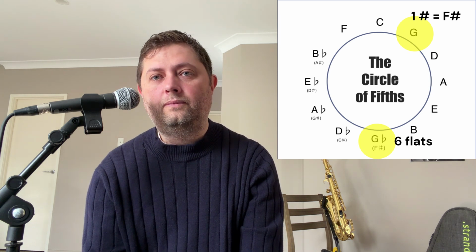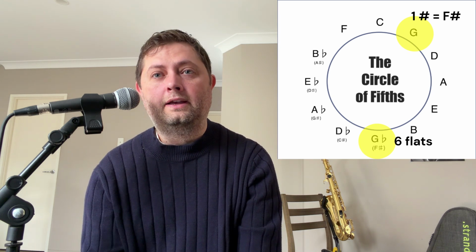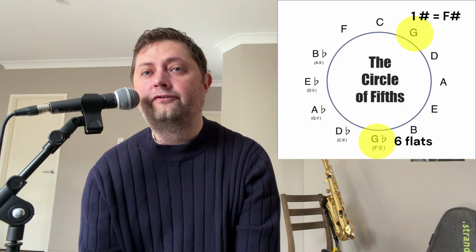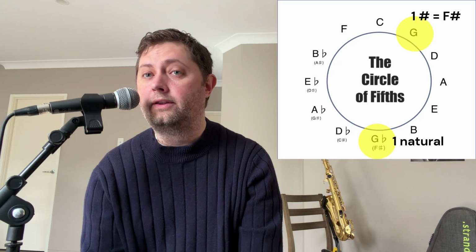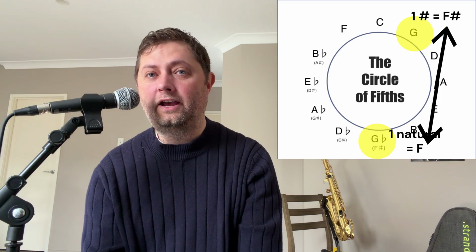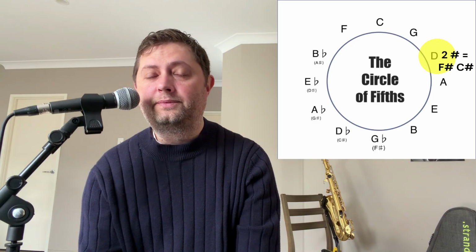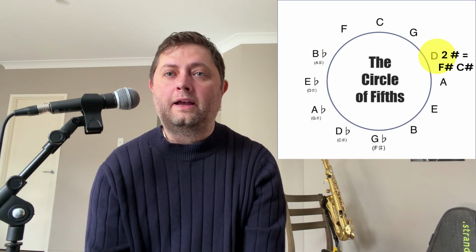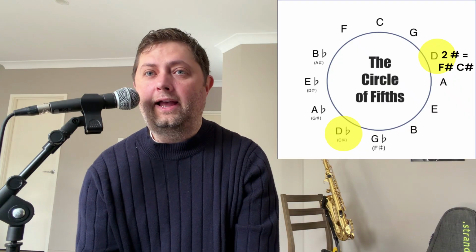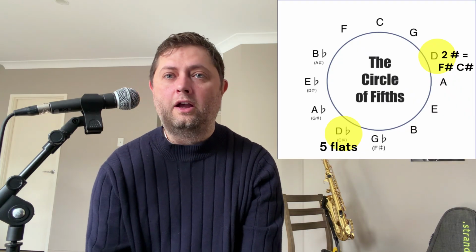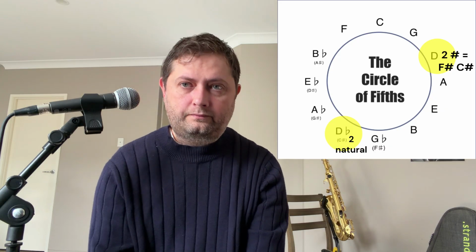Or I can think of this little reverse trick. G has 1 sharp, which is F. Therefore, G flat has 1 natural note. What do you think the natural note is? It's the F. Let's do it again. D. D has 2 sharps, F and C. D flat. How many flats? 7 minus 2, 5. It's going to have 5 flats. What are the 2 natural notes?